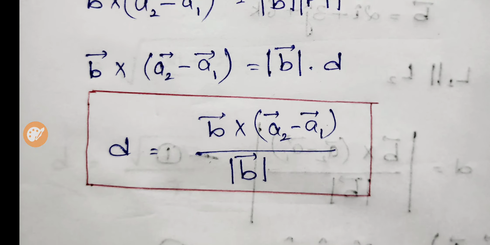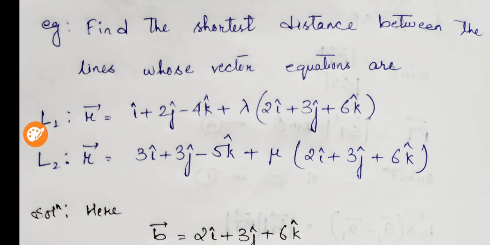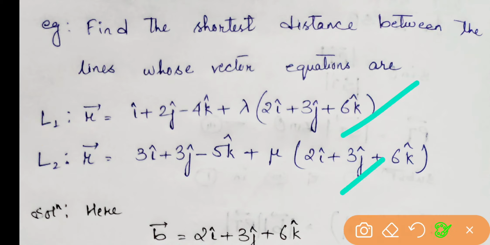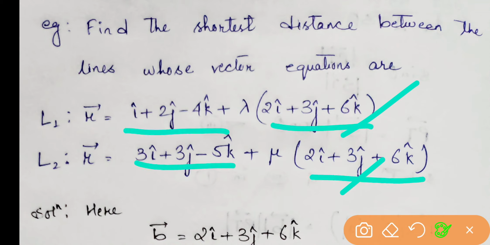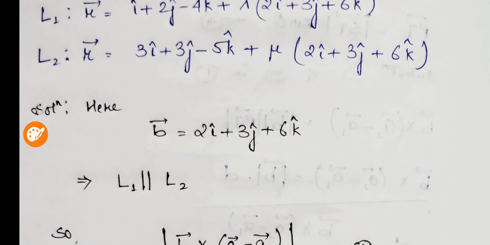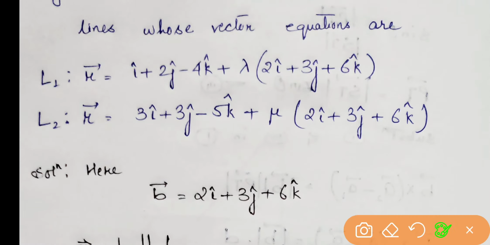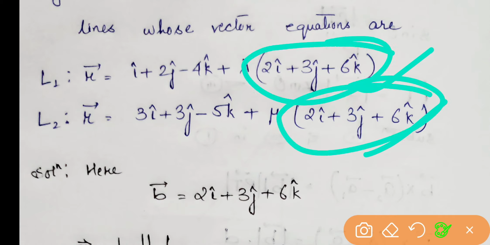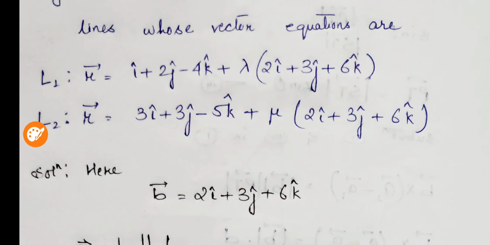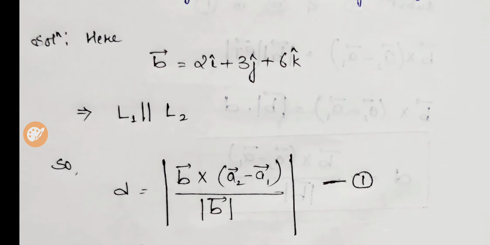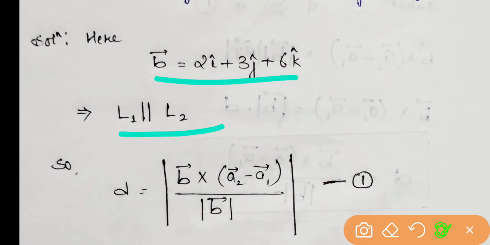Now let's do an example on this. Now see the shortest distance between two lines. These are in vector forms now. So this is my A1, this is my B1 vector, this is my A2 vector, this is my B2 vector. But you can see here that these two are same. So if these two are same, then you can say these two lines are parallel. So we concluded L1 is parallel to L2.